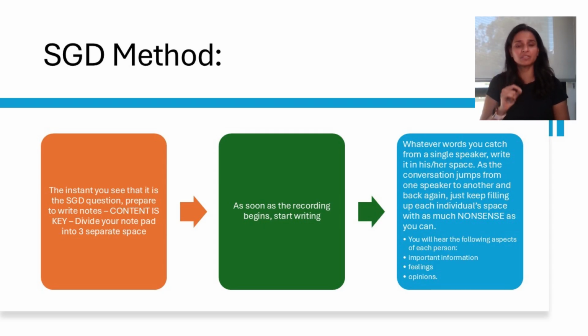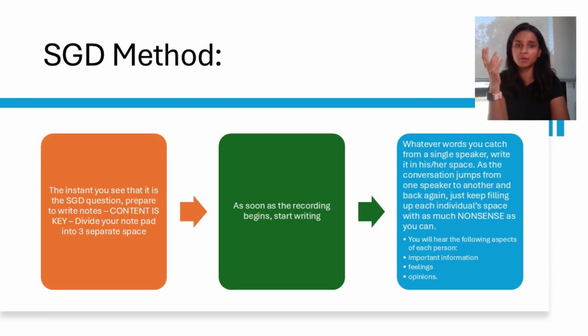As soon as the recording starts, you start writing whatever rubbish you can write. Remember, there is no assessment in the scoring for grammar. There is no assessment for logic. It's just content. So whatever words you catch from a single speaker, write it in his or her place. As the conversation jumps from one speaker to the next and back to the other, you just keep filling in each individual space with as much rubbish as you can. There's a lot of nonsense in there.